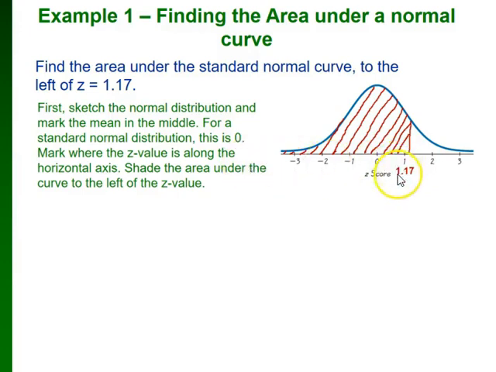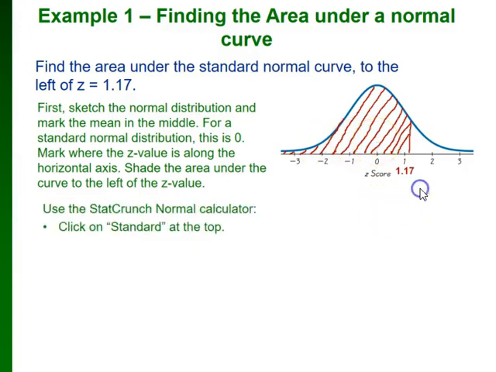And then you also need to mark the z value that you're looking at. In this case, it was 1.17. I marked this on this graph, and then it wanted the area to the left of that, so I'm shading all the way from there all the way to the left. This is what my picture looks like.